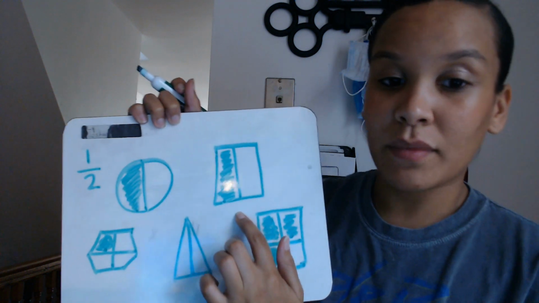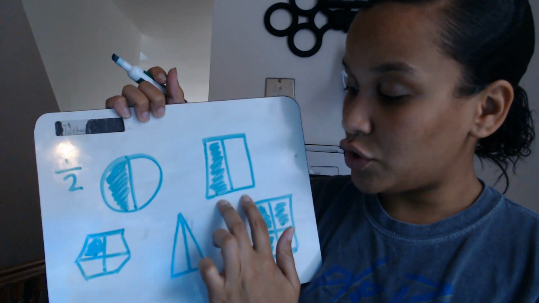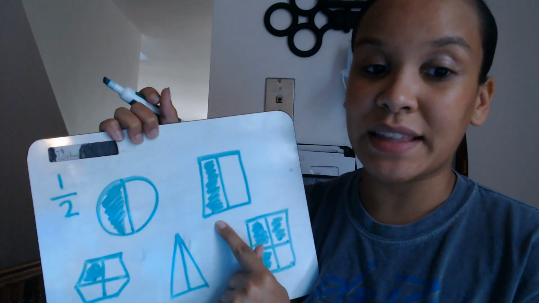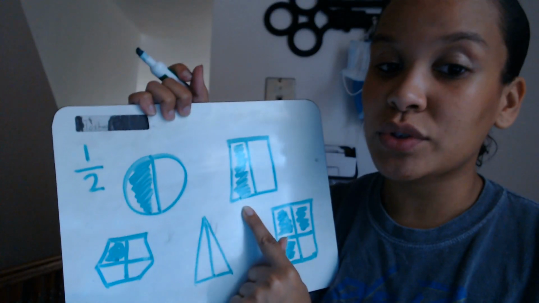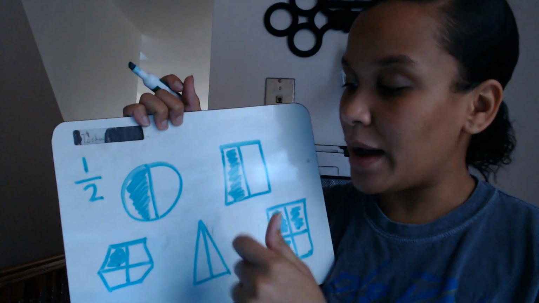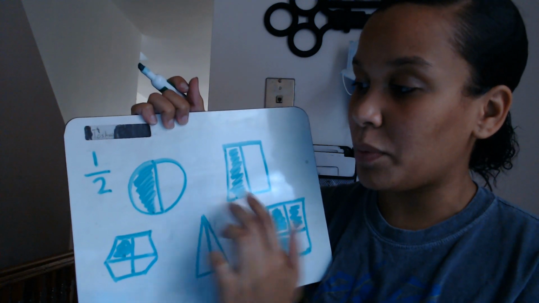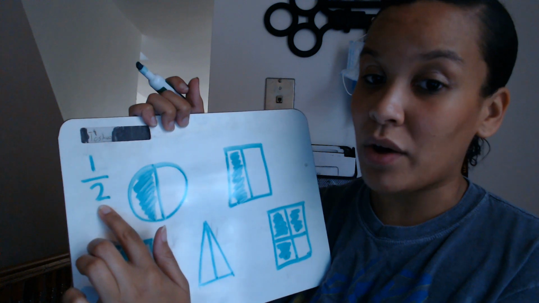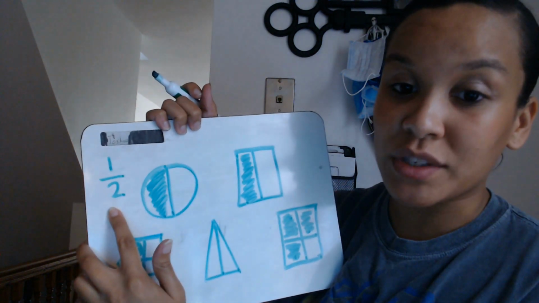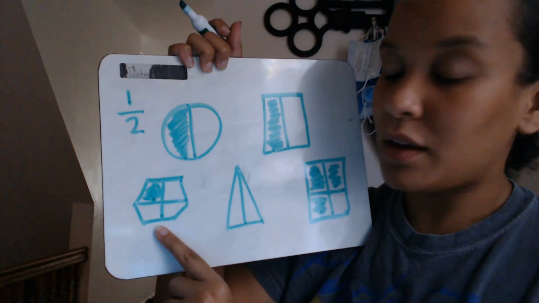Next one, we have a squarish, rectangular shape. It has 2 parts and 1/2 is shaded in. Give me a thumbs up or a thumbs down if you think that this equals or shows 1/2. If you said thumbs up, good job. There's 1 part shaded in, so the numerator is correct, and there's 2 equal parts, so the denominator is correct as well. And we know that 1/2 of this shape is shaded in, so we can also use this fraction as well.